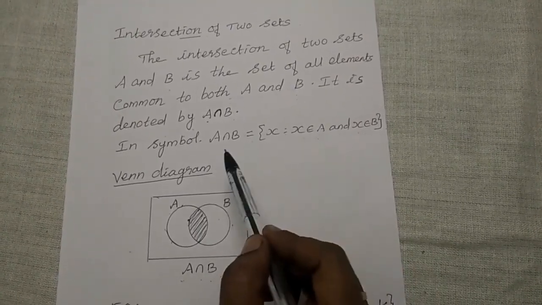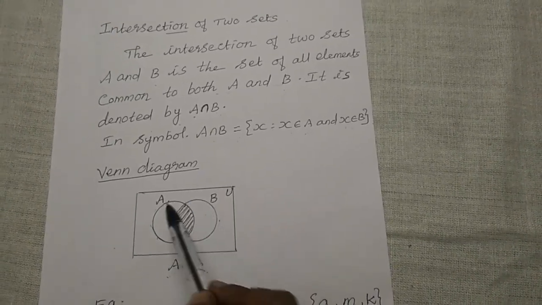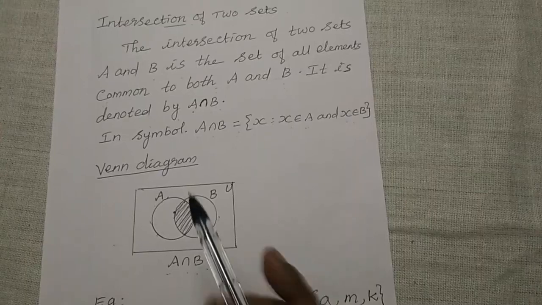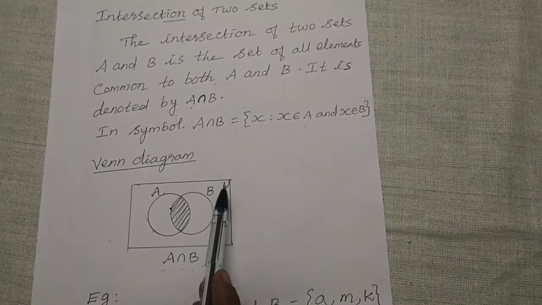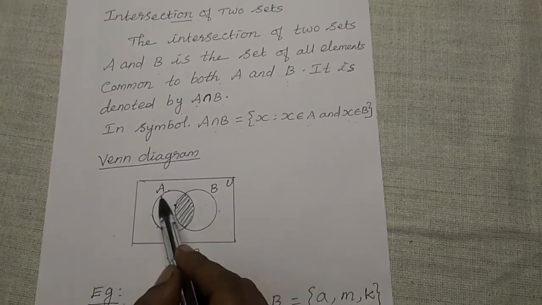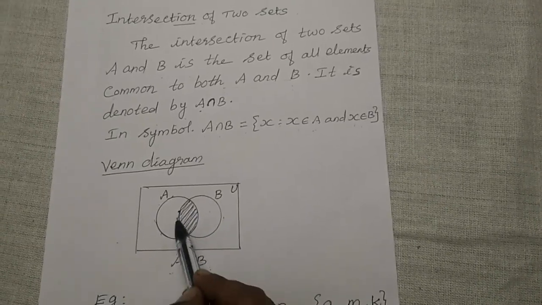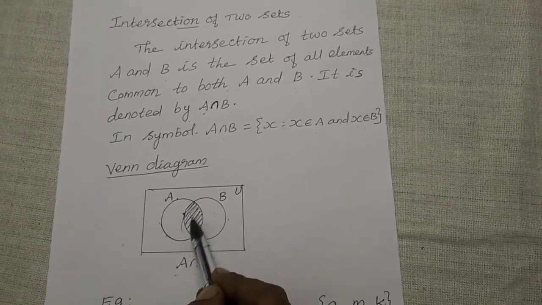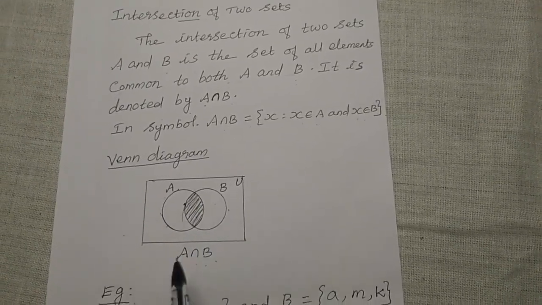Then the intersection of two sets can be represented by a Venn diagram. This is set A, this is set B, this is the universal set. Here the common portion of both A and B is this one. This shaded portion is called A intersection B.